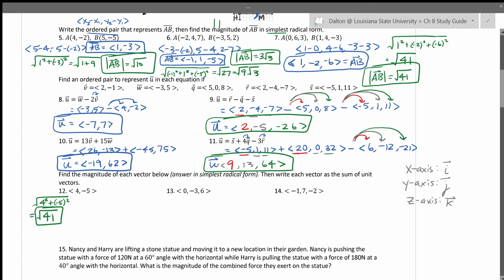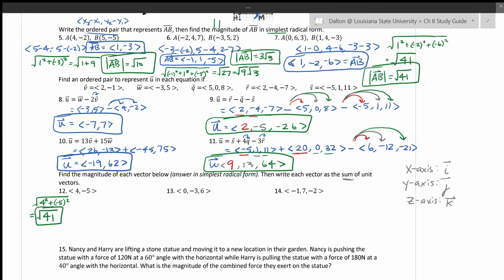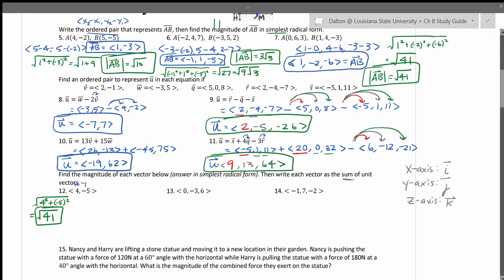So when I ask you to write this as a sum of unit vectors, there are no commas. You are literally describing this vector as if you were to multiply unit vectors by a scalar and then add them together. So for number 12, I have only an x and a y. So my x-axis unit vector is i. So this one's going to be 4 times vector i minus 5 times vector j. That is how you write it as a sum of unit vectors.